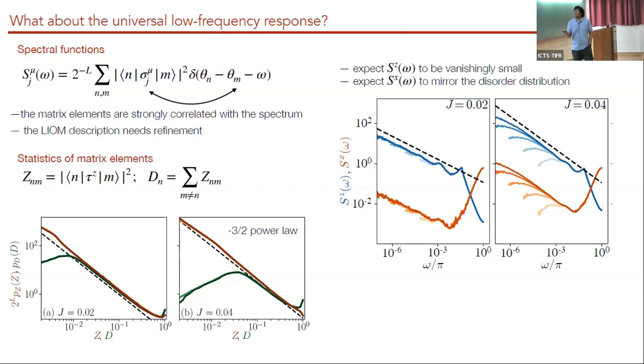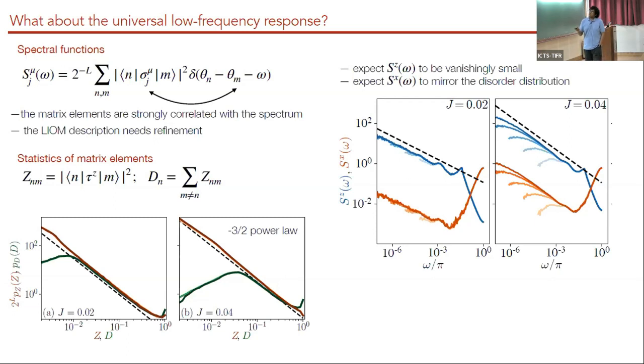And I'll come to this D quantity in a minute, but this is the distribution of this matrix element Z. And what we actually find is that it has a long power law tail. Of course, these are bounded distributions because Z cannot be larger than 1, but it has a -3/2 power law. And then this begins to concern you a bit because something else is going on.